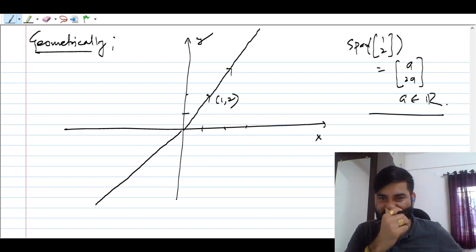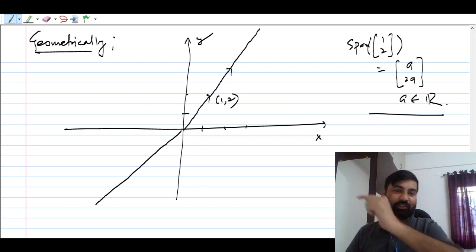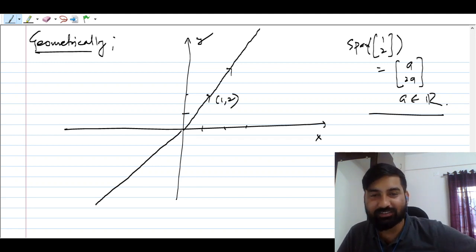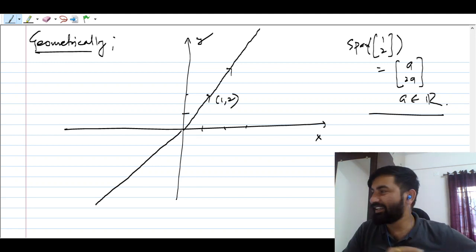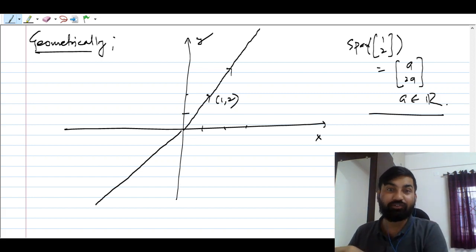Can you tell me here what you will get here? You will get one line. What you will get here? You will get one line. समझ आया ना? You will get one line and this line is nothing but the span. This line is nothing but what? Span. Okay, please remember, because you are generating one line from one vector, right?